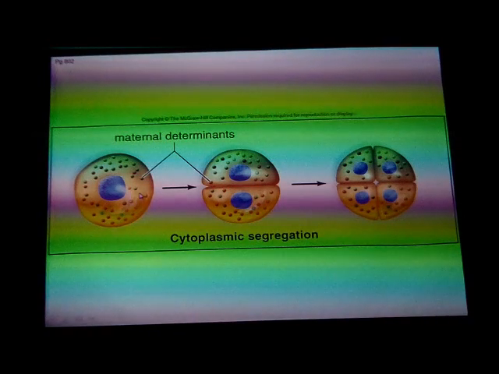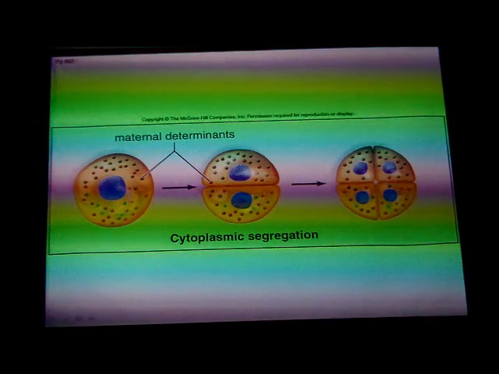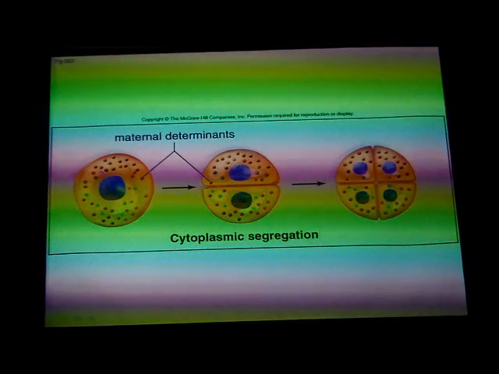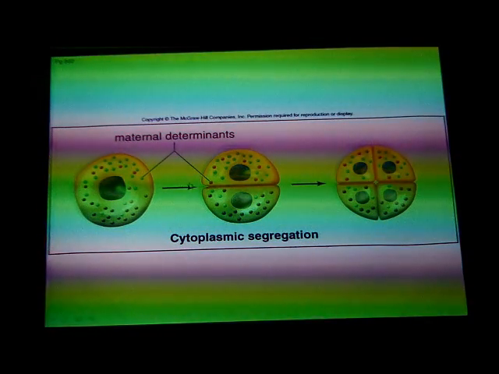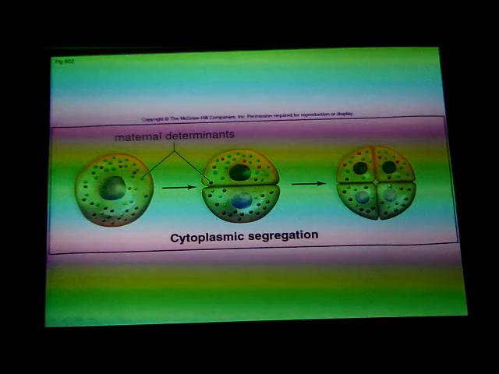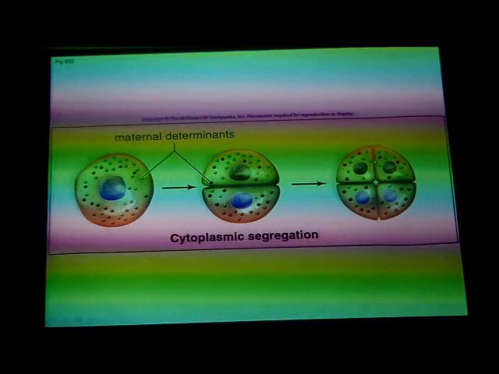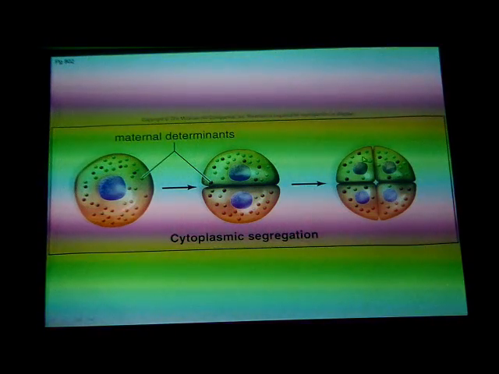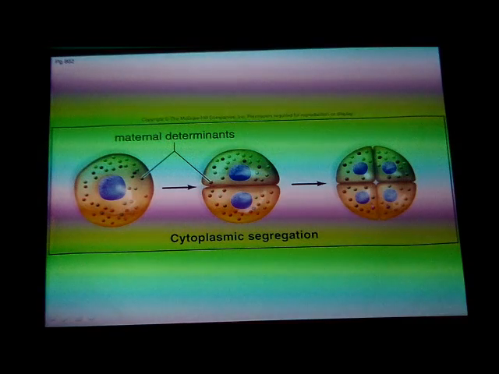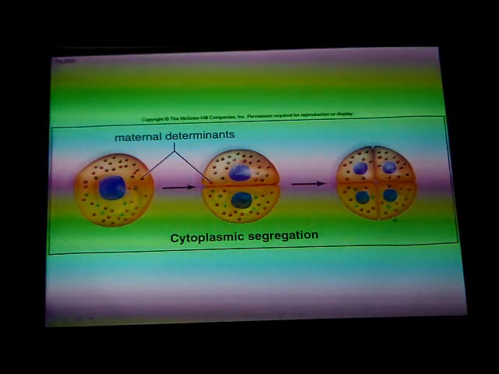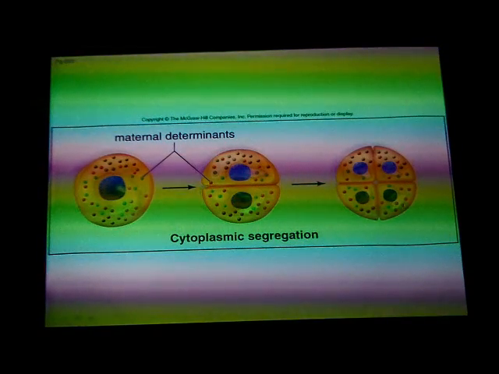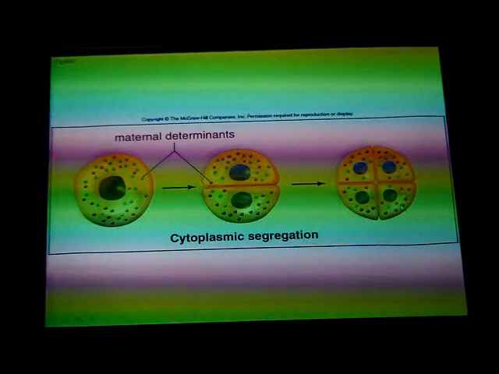And if you notice, we got a lot more red determinants down here, and a lot more green determinants up here. So when we divide once and we divide again, these two cells on top have a lot more green determinants, and these two cells on the bottom have a lot more red determinants. The determinants help determine what the cells will become.